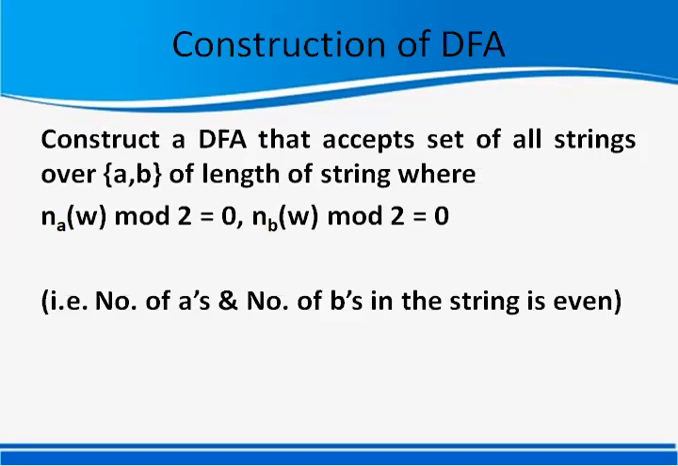In the previous session, we had discussed construction of a DFA that accepts the set of all strings over a and b where the number of a's and the number of b's must be even. In the last class, we constructed the DFA by using the first method. In today's session, we will see the second method for the same problem. First I will revise the previous method and then we will switch to the second method.